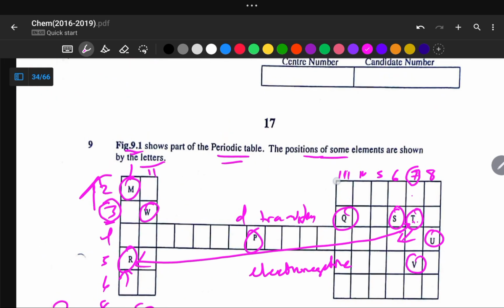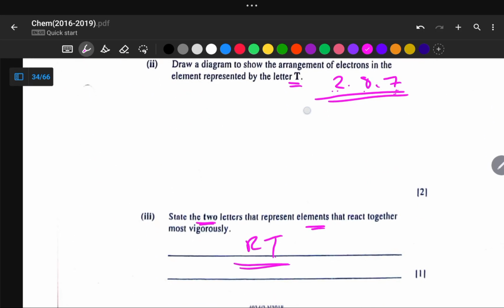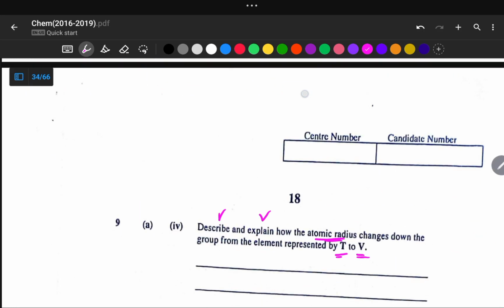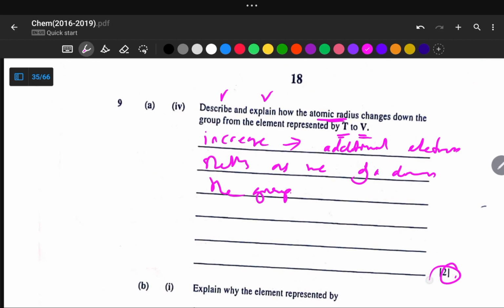So where is our T? Here is our T and then here is our V. So the atomic radii is going to increase as we go down the group. Why? Because we are having an extra shell being added. So atomic radii will increase, because we are having an extra shell being added as we go down the group, right? So we are going to have additional electron shells as we go down the group, and it is awarded for 2 marks, right?